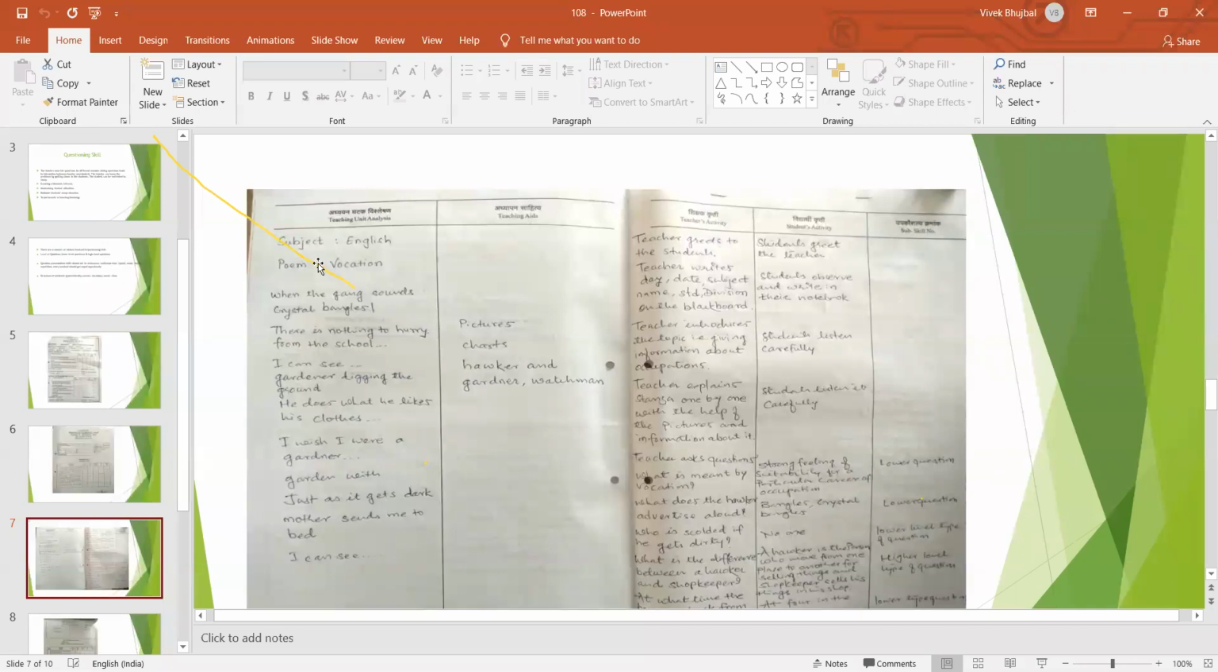Here you write down the subject. Whatever content you are going to take, you write down here. And what are the teaching aids you are going to use? You write down here. Then this is the teacher's activity, student's activity, and what are the sub skills you are using while you are taking the lesson.